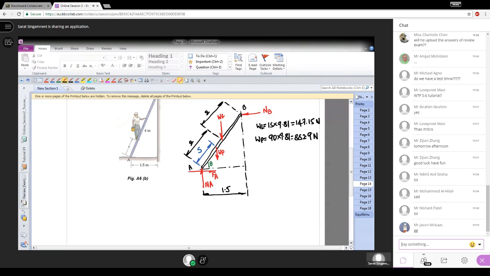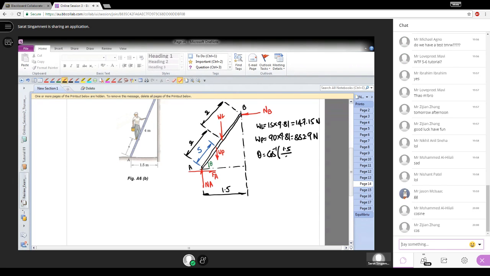And weight of the person is 90 kilos times 9.81, which is 882.9 newtons. Theta is tan inverse, oh, we don't have that vertical, so we can't use tan. We can use cos. Cos inverse adjacent divided by diagonal, which is 4 meters. So therefore, theta is 67.98 degrees. The friction at A for limiting case would have reached mu static times normal reaction. Therefore, the friction force at A is equal to 0.25 times the normal reaction at A.